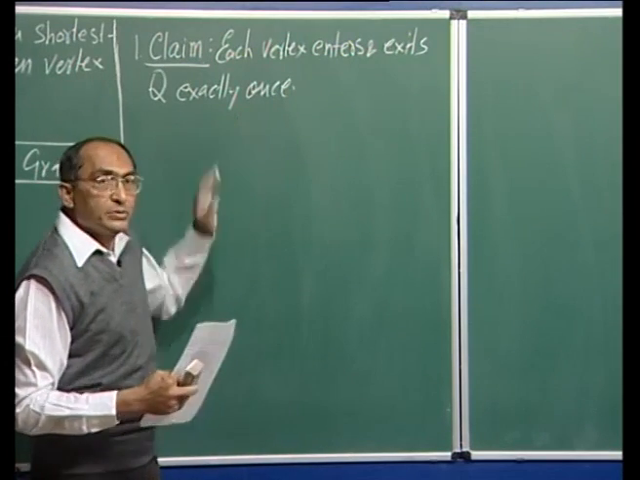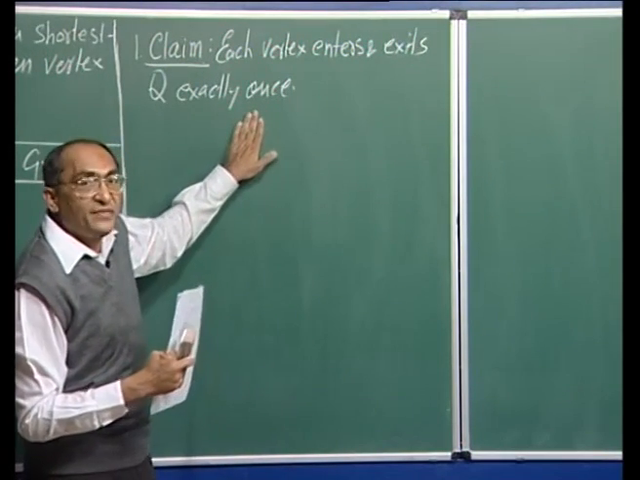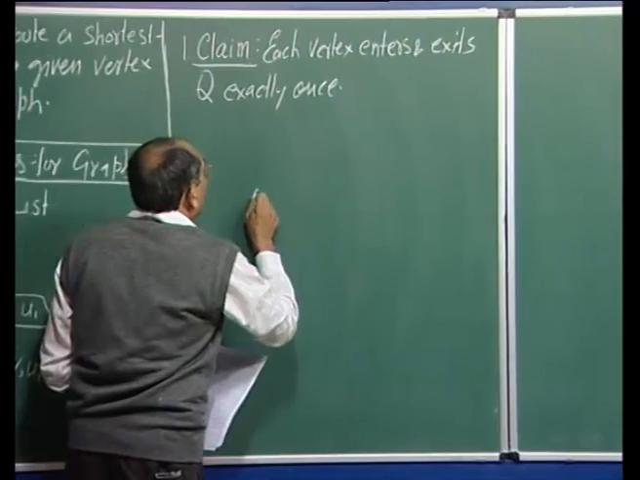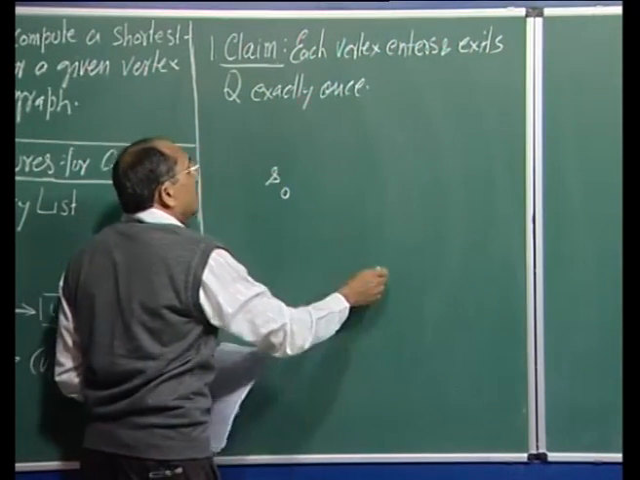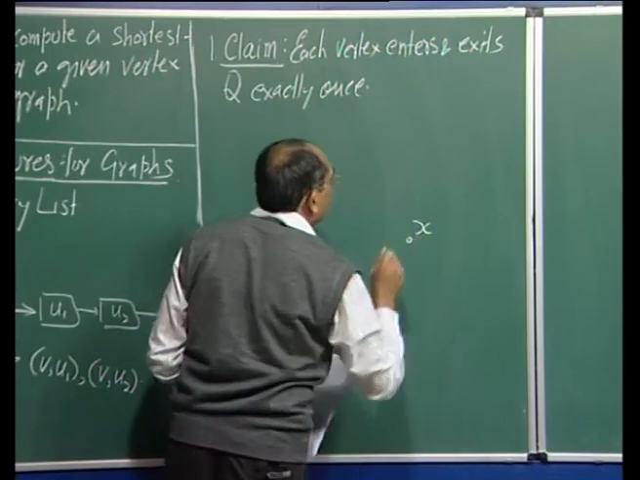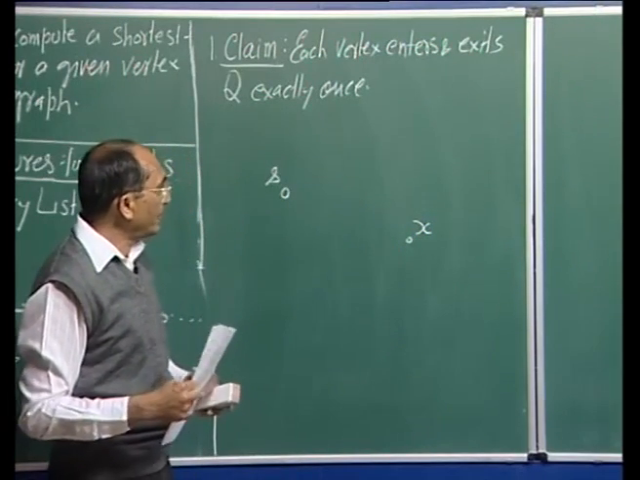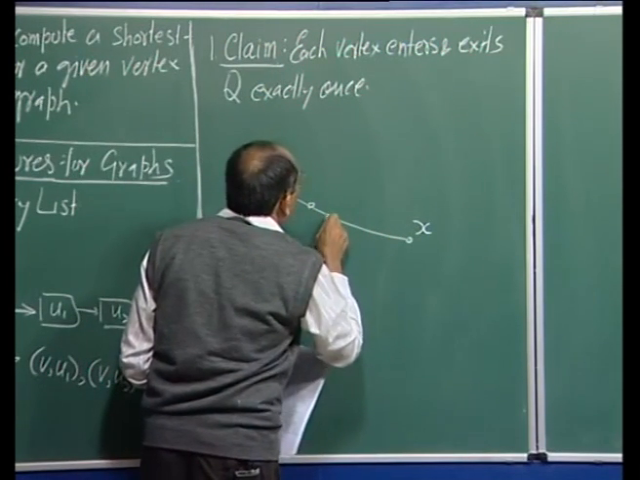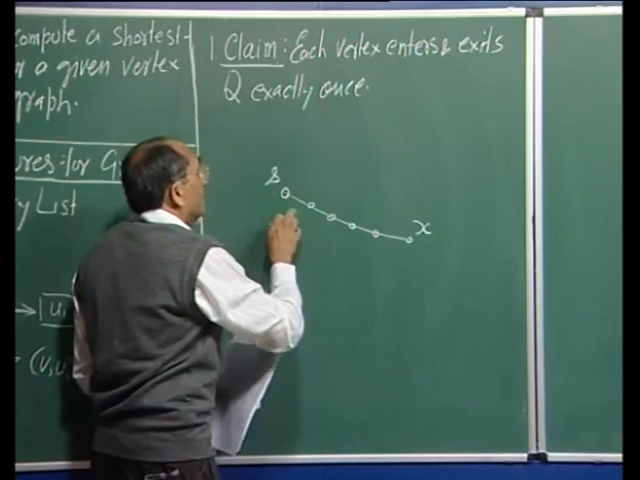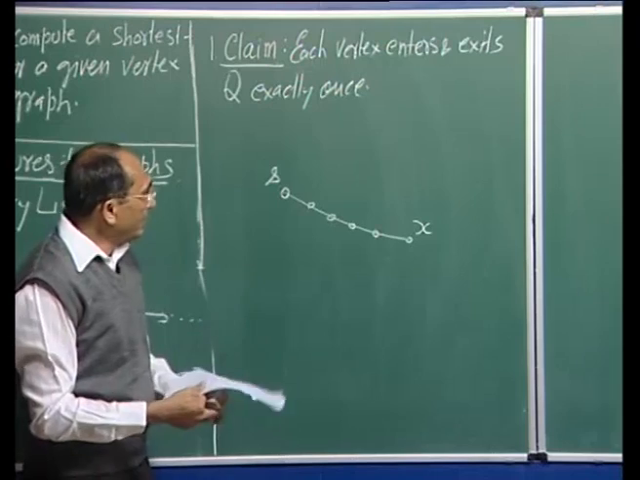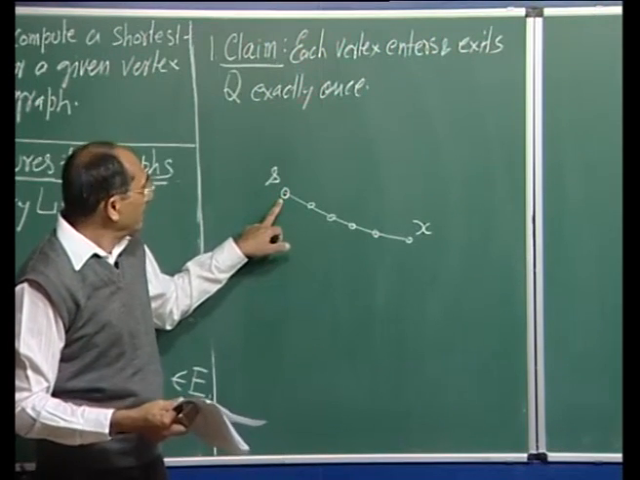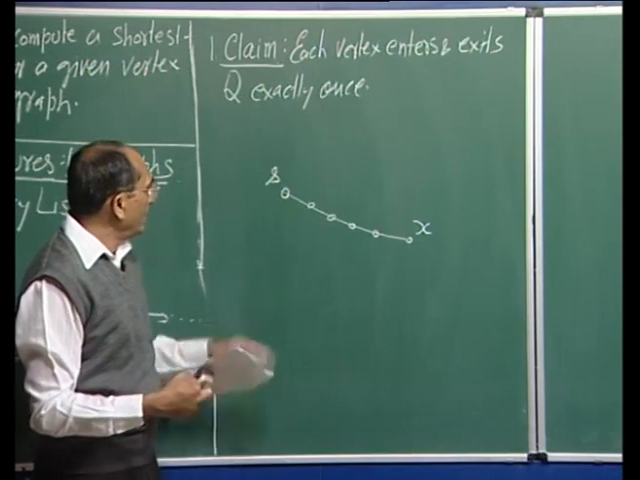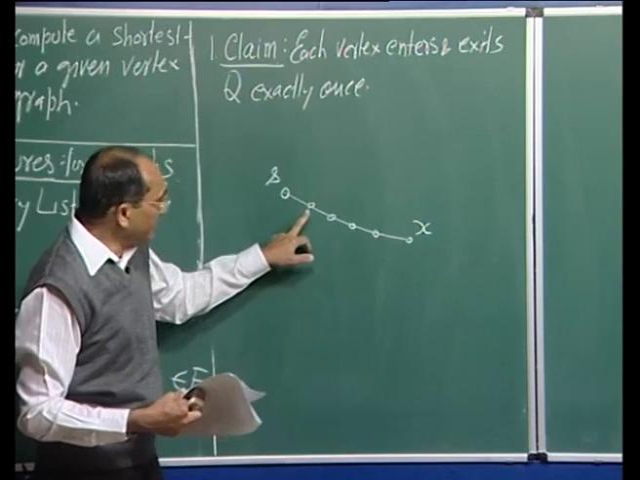Now, to see this, observe the following. Recall that our graph is connected. Now, in our graph, if this denotes S and this is any vertex x, then let there be some path, because of connectedness, denoted by this. Initially we know that S enters the Q right at the start, and when we expand, its neighbors enter the Q.